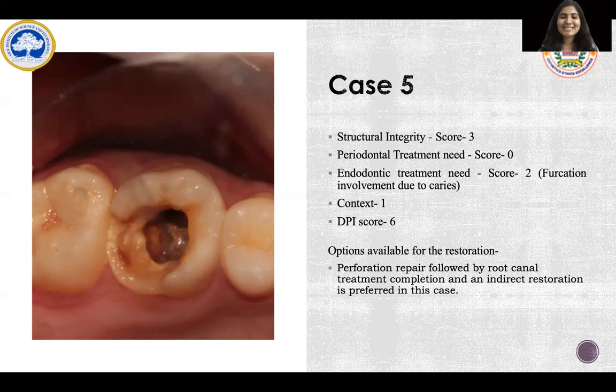So hoping that this dental practicality index helped us all with choosing the kind of restoration one has to go ahead with.